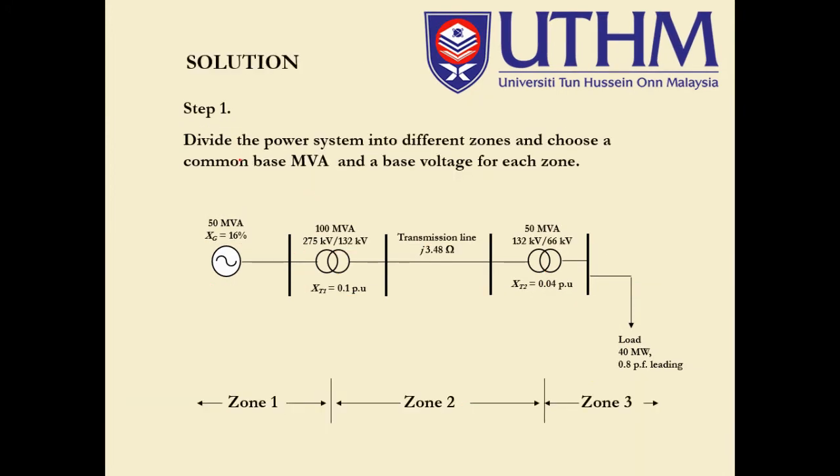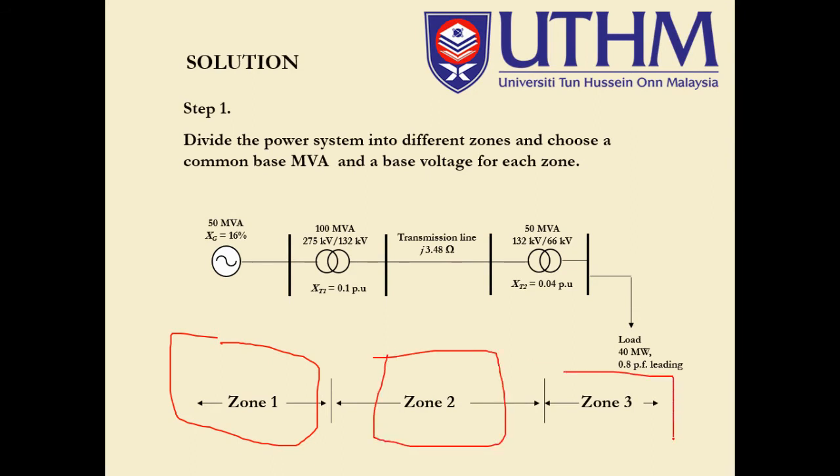So step number 1, divide the power system into different zones. You have seen this. We have zone number 1, zone number 2, as well as zone number 3. If I plot the dotted line, you can see a clearer picture of the zone division.